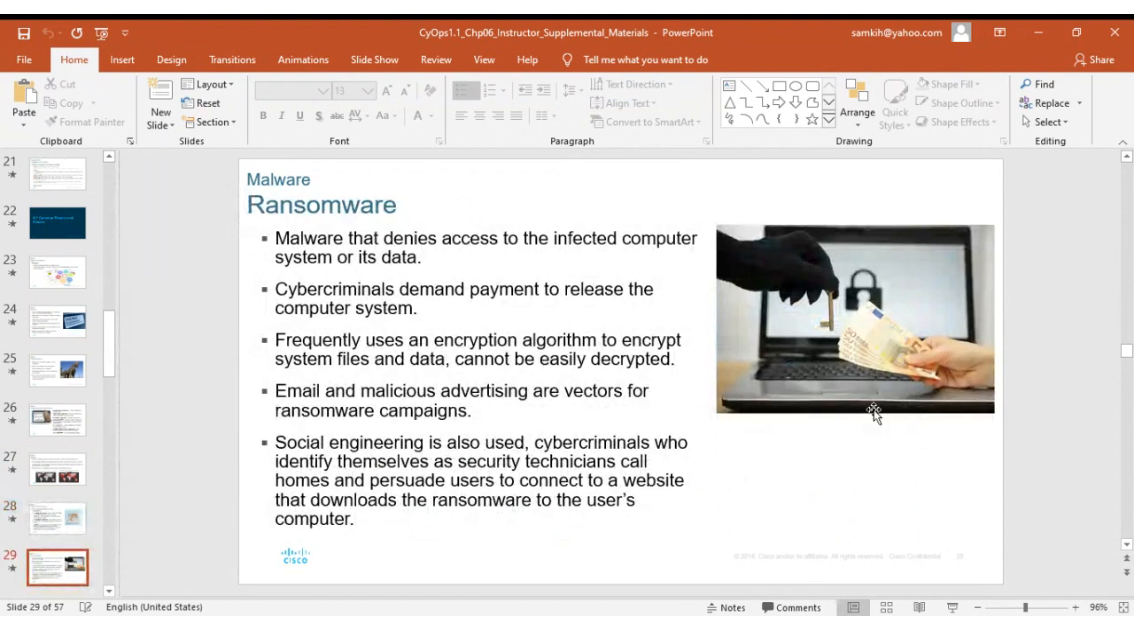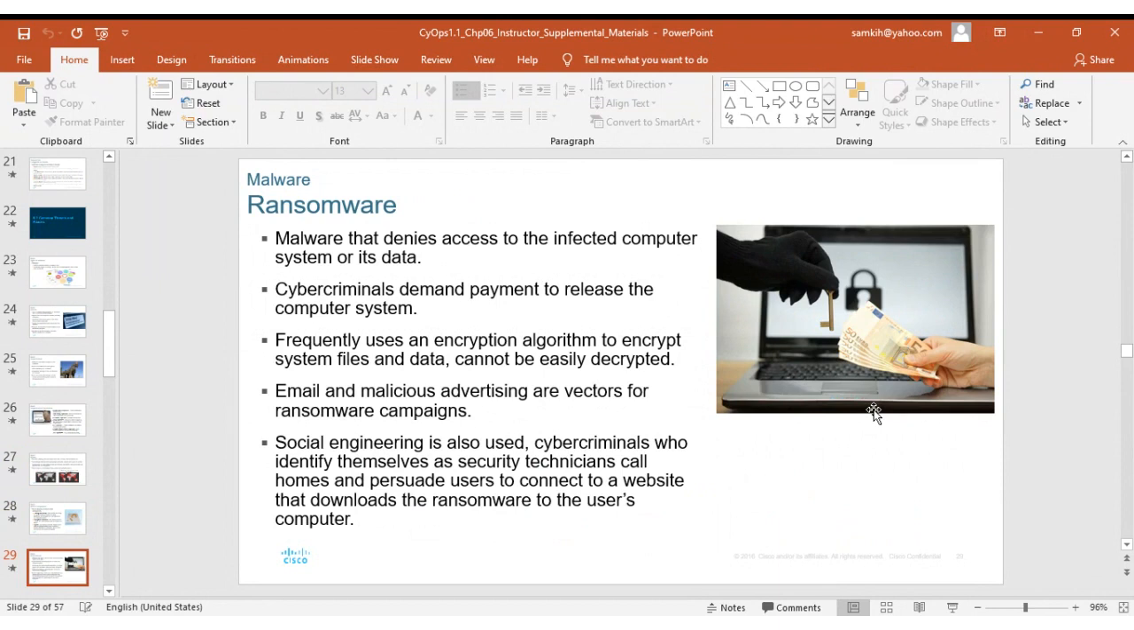So ransomware. I don't know whether we heard about a ransomware that happened last year and the years before, whereby that ransomware could encrypt your entire machine.